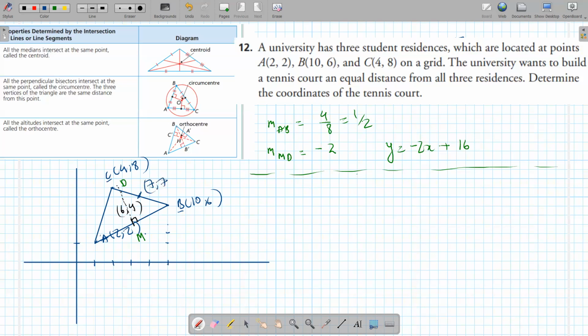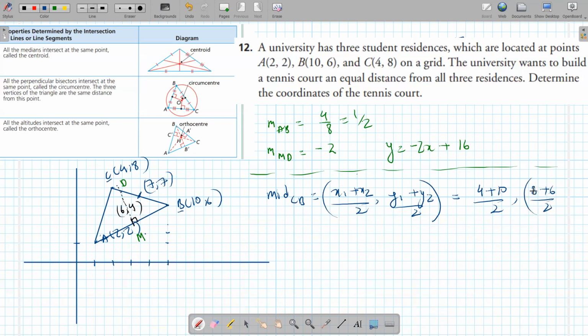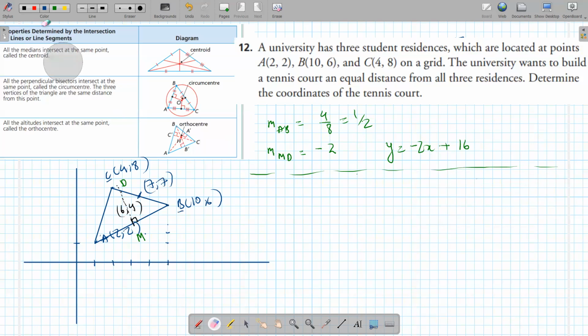How do you find the midpoint between 2 points? Look at this. We're trying to find the midpoint between C to B. You just add up the x1, x2, divide that by 2. You add up the y's, divide that by 2. Midpoint just means the average. So if you do this, you're going to get 4 plus 10 over 2 for the first one, 8 plus 6 divided by 2 for the second one. 14/2 is 7. Therefore, the midpoint between C and B is 7, 7. Make sense?